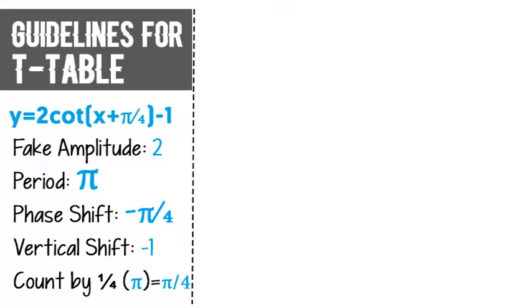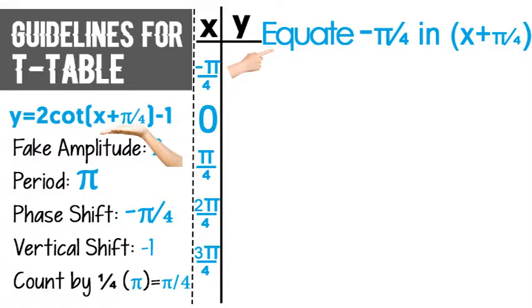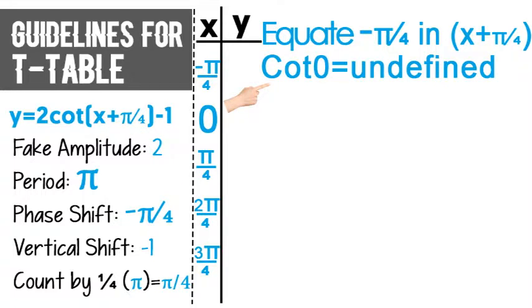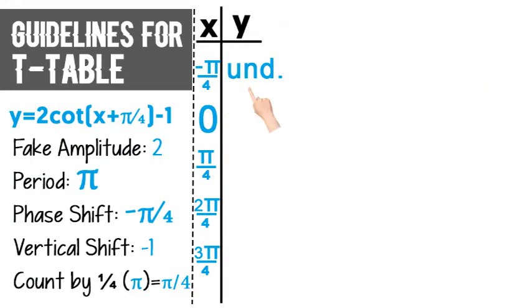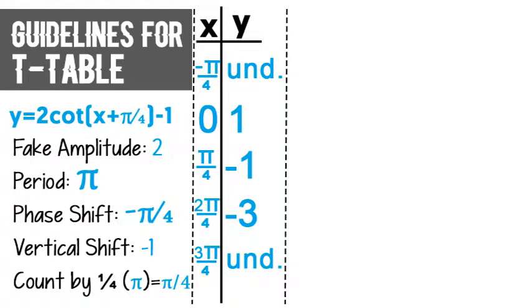Set up the t-table. Start with the phase shift, then count by quarter of the period again. Equate negative pi over 4 in x plus pi over 4. So negative pi over 4 plus pi over 4 is equal to 0. Cotangent 0 has the value undefined in our matrix, then y is undefined. Following the steps used in tangent, we equate, find the value in our matrix, multiply amplitude, and since we have a vertical shift in this problem, we add it in the end.